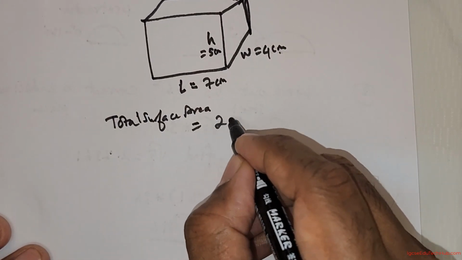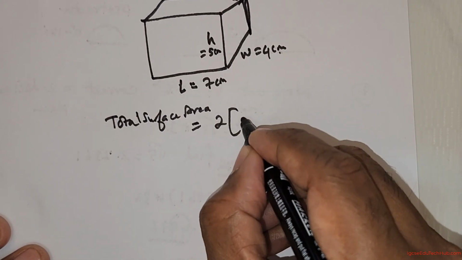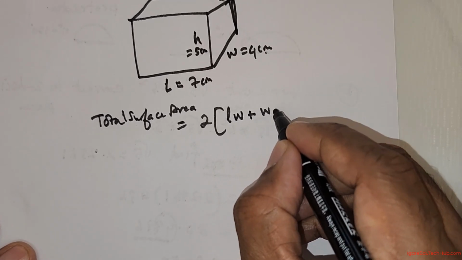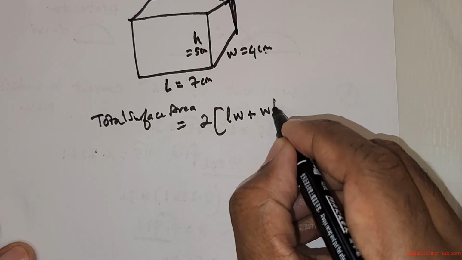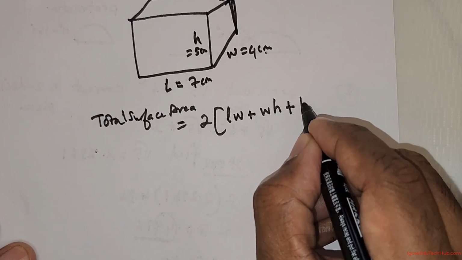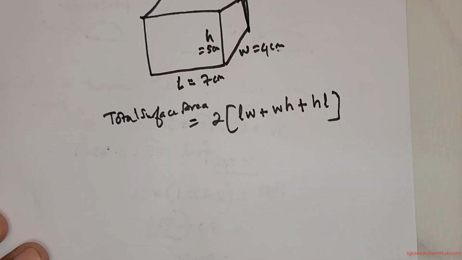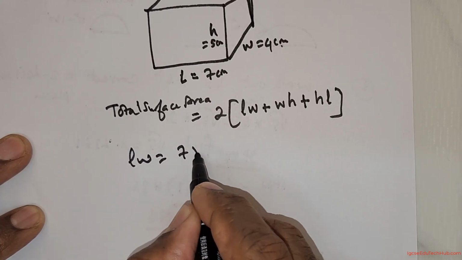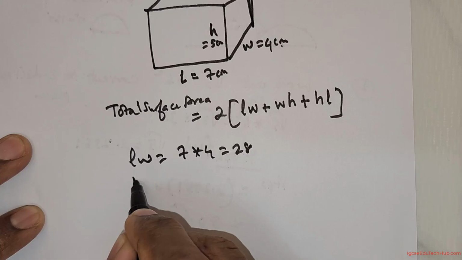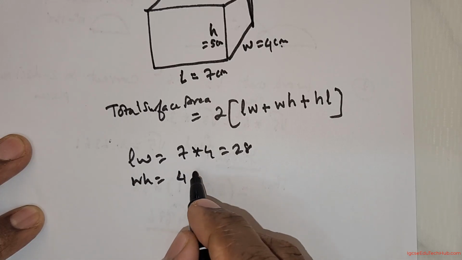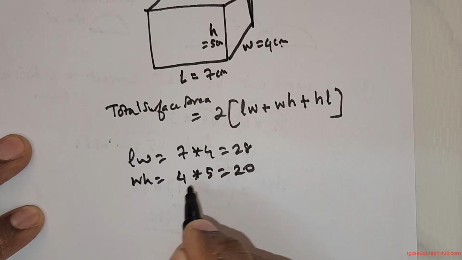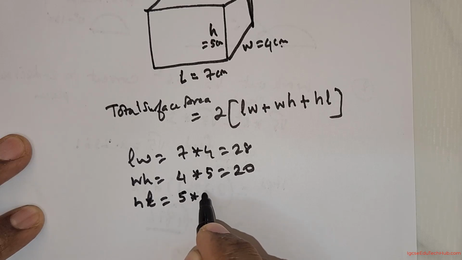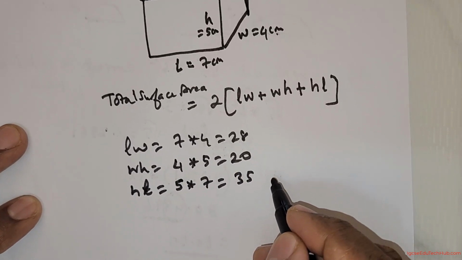for the cuboid is given to be 2 times L times W plus W times H plus H times L. That's a formula. So now what you have to do is get L into W. 7 multiplied with 4 is 28, then W into H, which is 4 multiplied with 5, which is 20, then H into L, that is 5 into 7, that is 35.